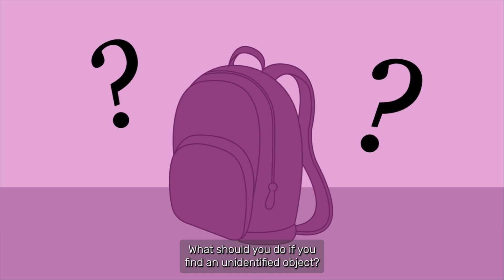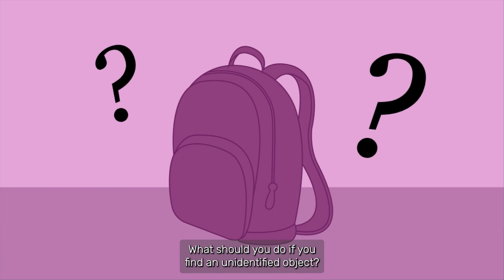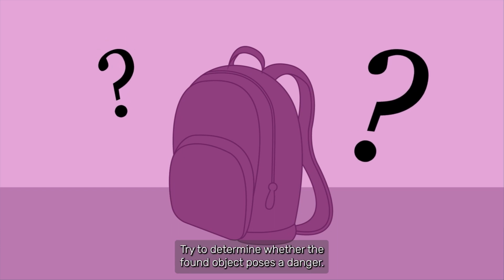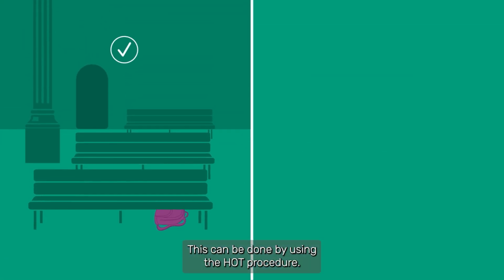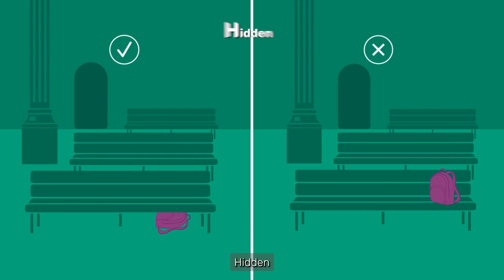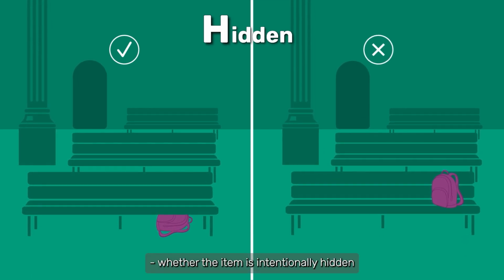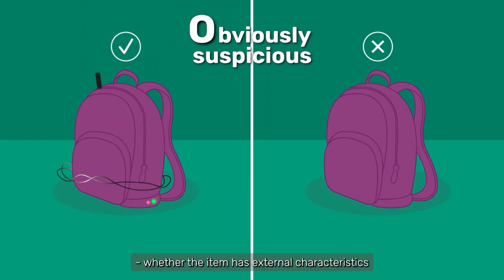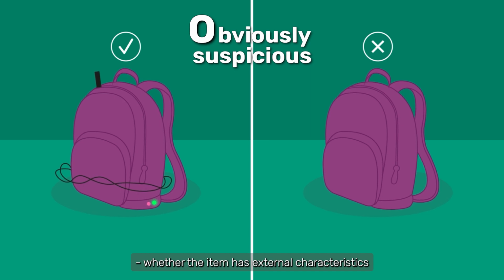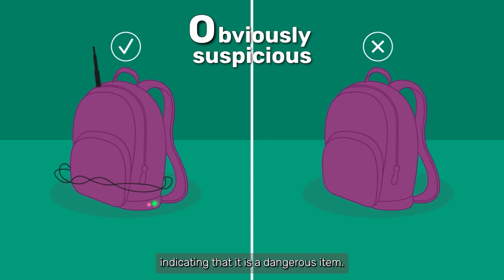What should you do if you find an unidentified object? Try to determine whether the found object poses a danger. This can be done using the HOT procedure. Hidden: whether the item is intentionally hidden. Obviously suspicious: whether the item has external characteristics indicating that it is a dangerous item.